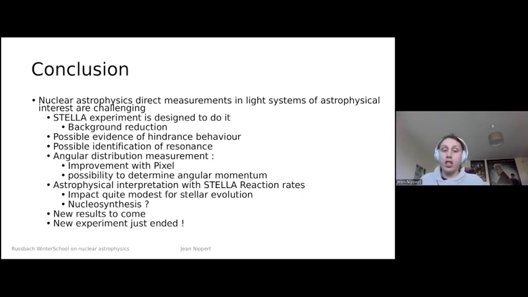So there are new results that will come in the next time. And there is a new experiment that just ended this morning, so let's keep posted.